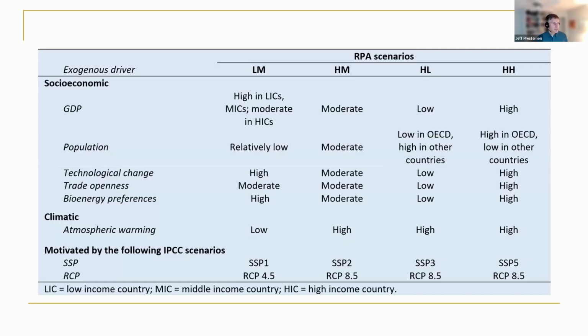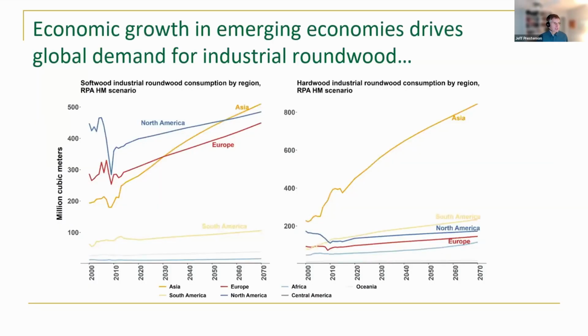ranges of trade openness. And finally, bioenergy preferences. Under some scenarios, there's pretty high preferences for using wood to generate energy, and other ones low. There's one low one we want to point out, which really has a different trajectory, and that is the HL scenario, where we project really a downward trend in some of those bioenergy preferences. But 3 out of the 4 scenarios anticipate higher levels of bioenergy production and consumption.